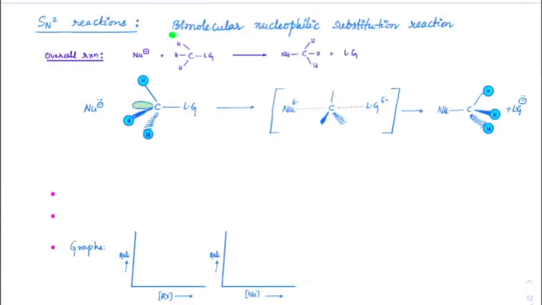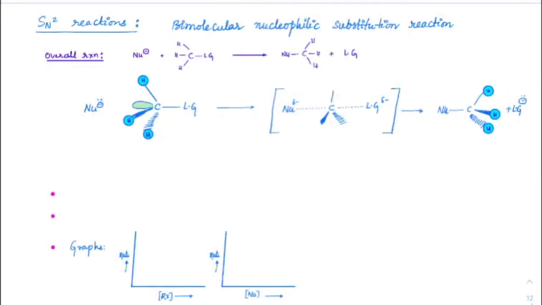See, SN2 by terminology, it is bimolecular. This 2 represents that 2 molecules are involved in a nucleophilic substitution reaction. Suppose the overall reaction is something like this: a nucleophile is attacking this particular carbon and a leaving group is leaving here, forming a product. This is the overall reaction. How does this exactly happen? You can check this out.